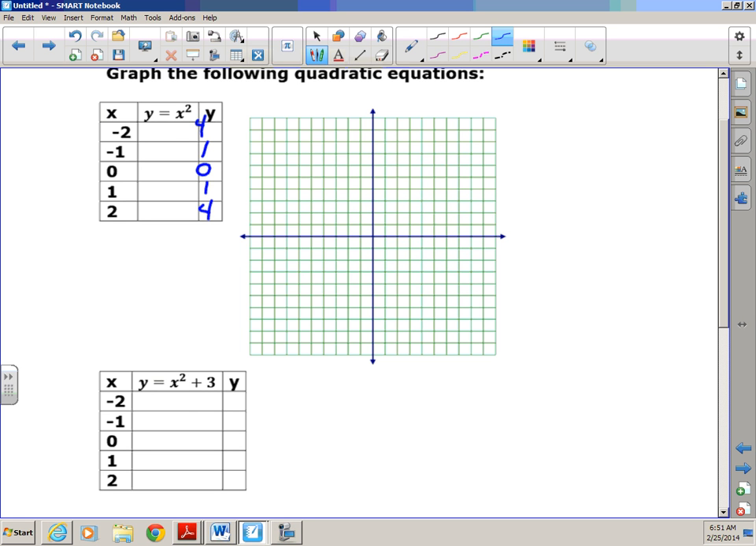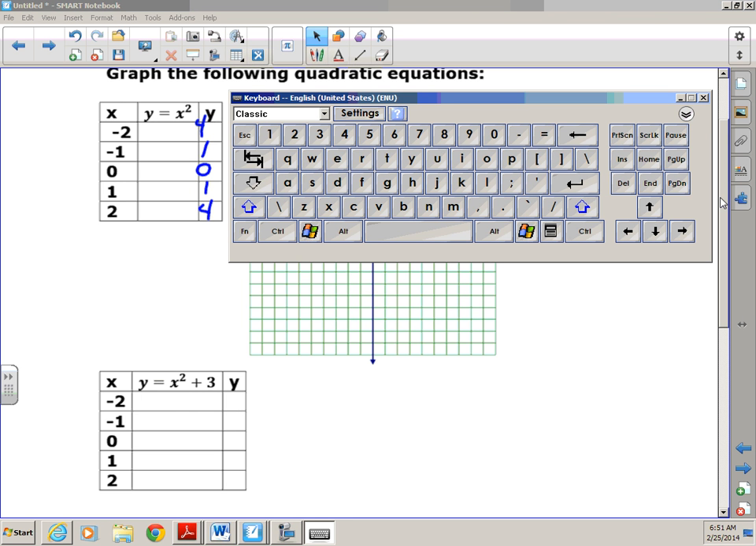Now, what you'll notice here is that in your y column you have values that are repeating. In other words, the 4 and the 1 both repeat.